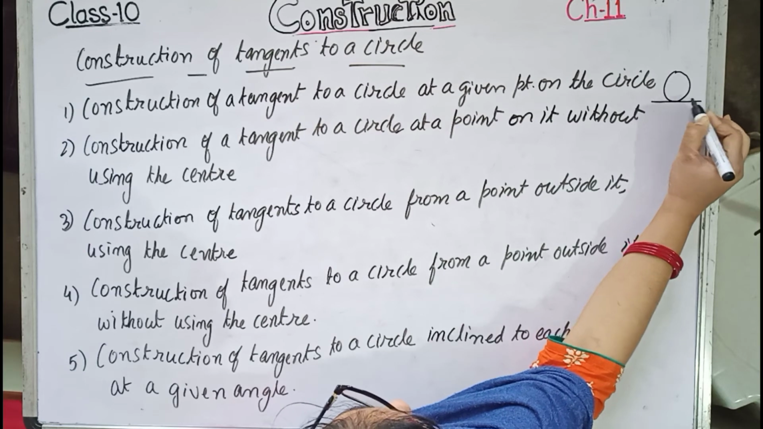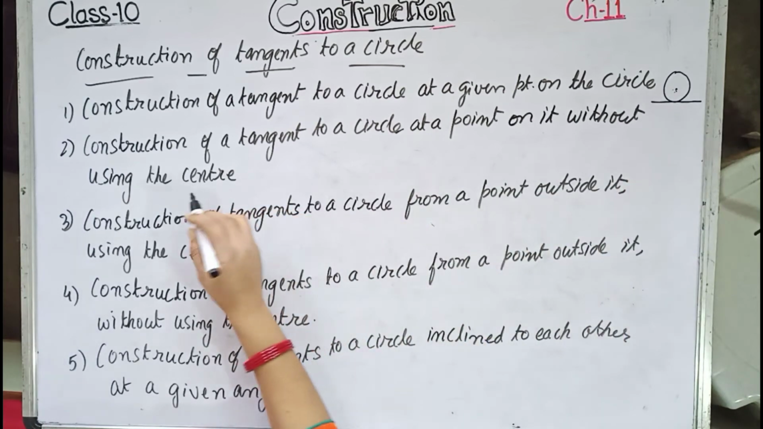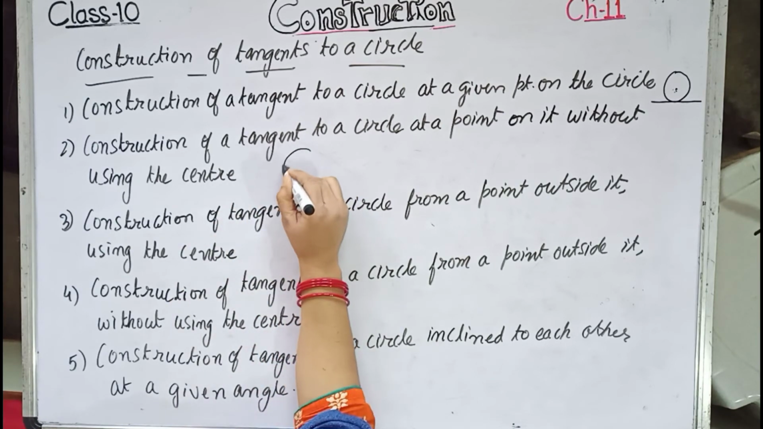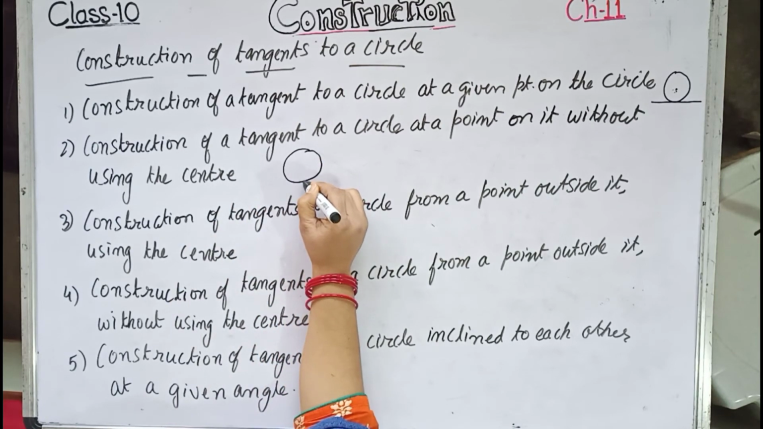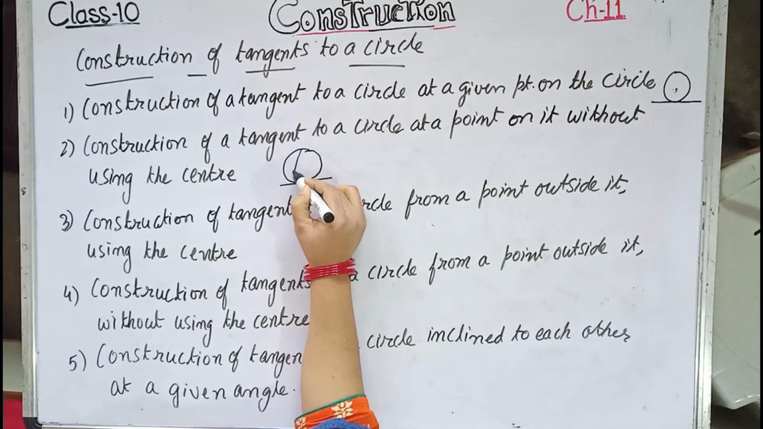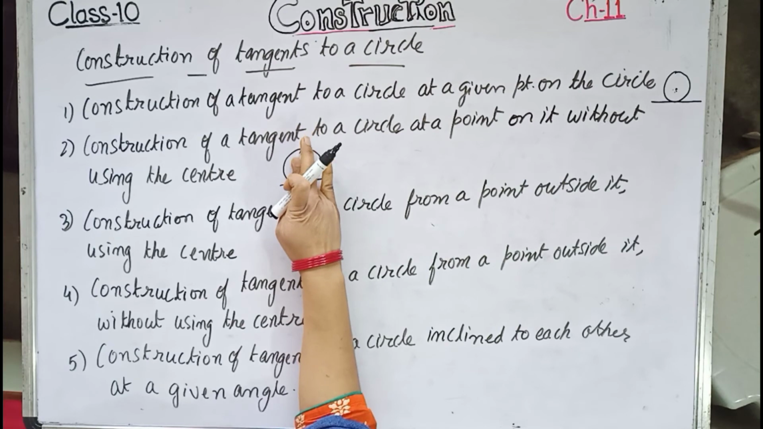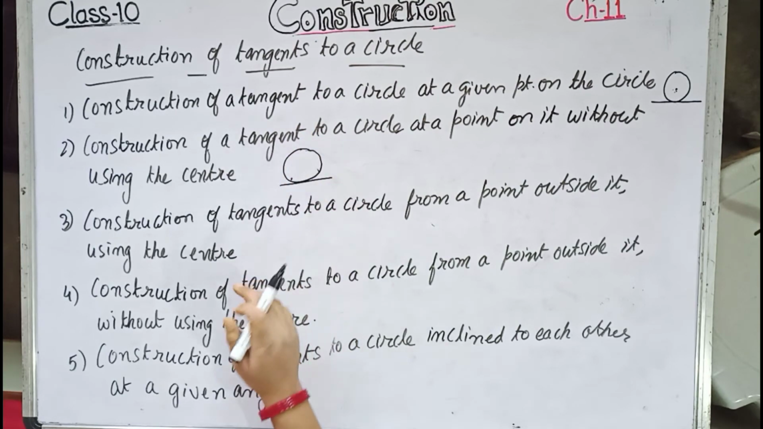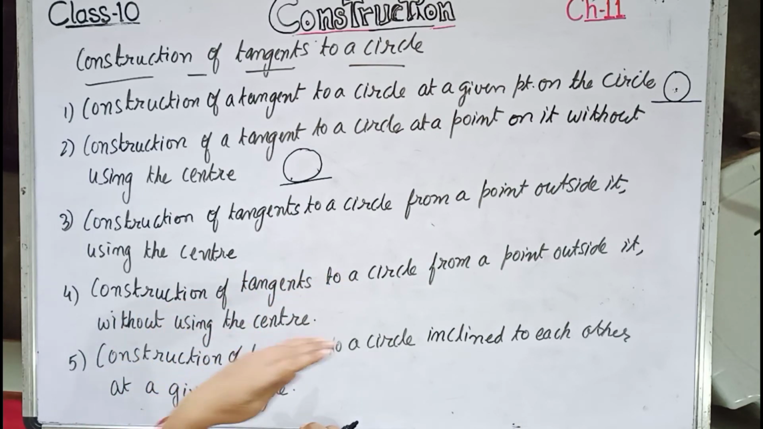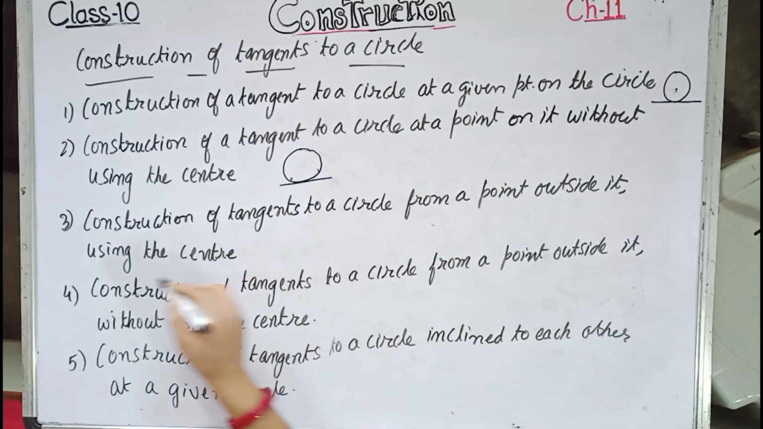So construction we will be doing as such. Over here, center we will be using to draw the tangent. Now number 2, construction of a tangent to a circle at a point on it without using the center. So again over here on the circle we will be drawing a tangent, but in this case we will not be using the center, we will be using the alternate angle concept, and hence we will be drawing a tangent on the given point on the circle. Okay? Number 3, construction of tangents. So tangents means a pair of tangents can be drawn from a point outside the circle.